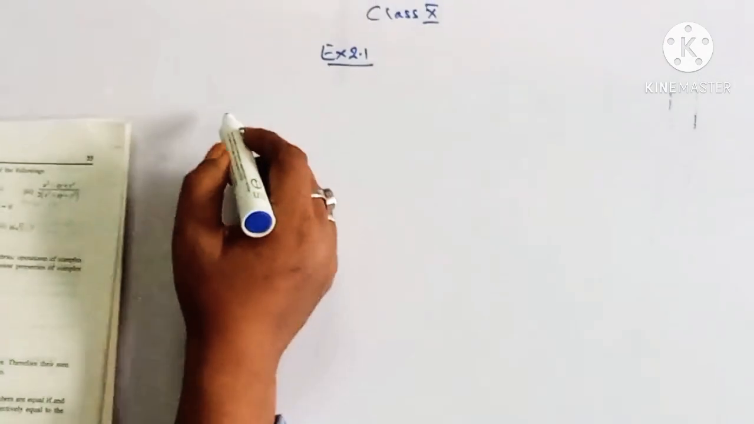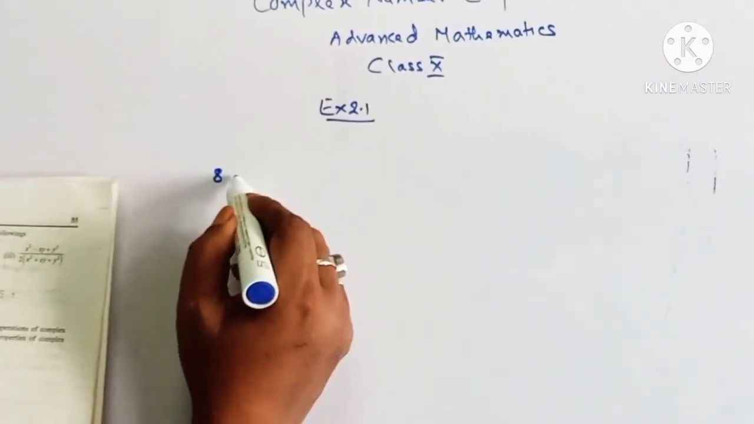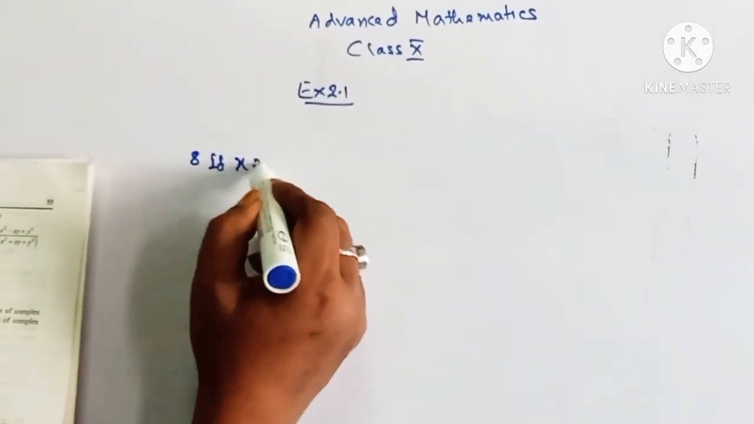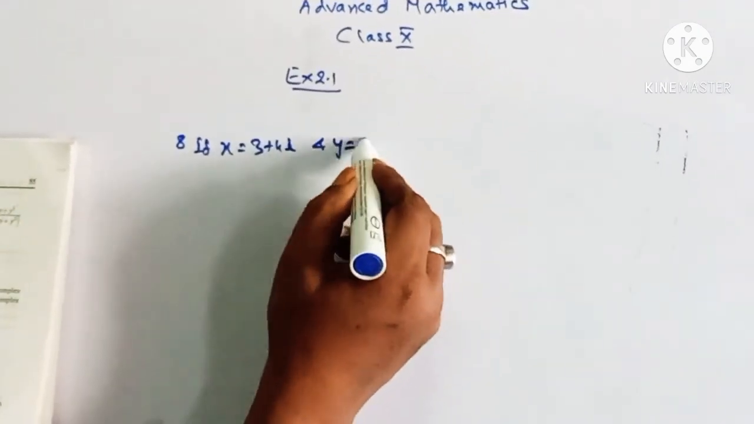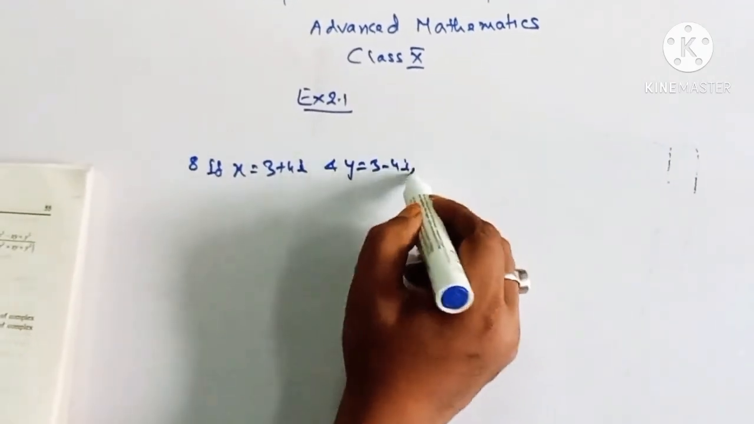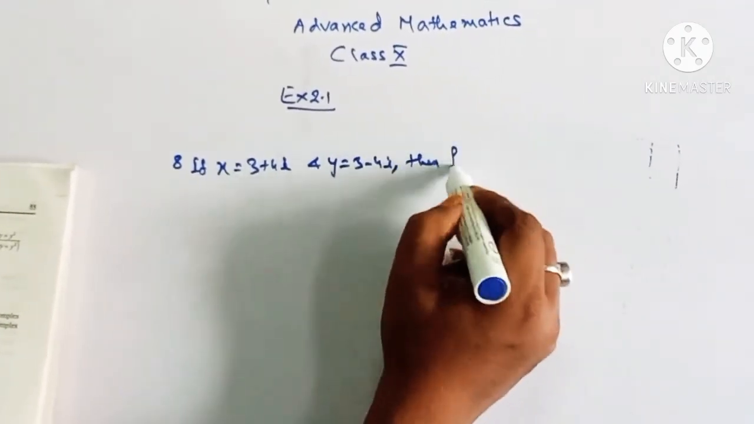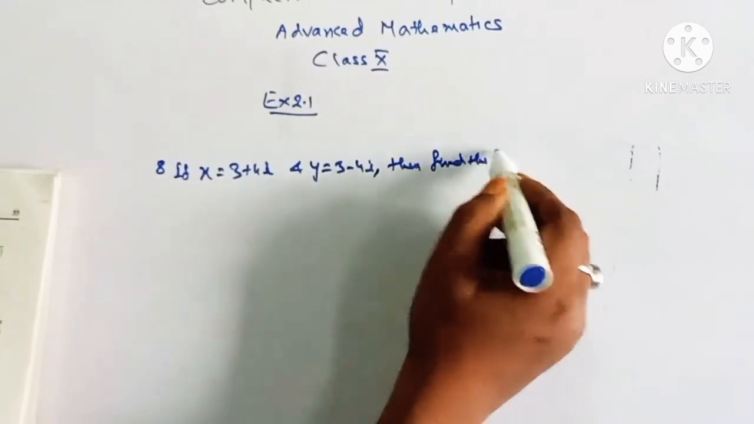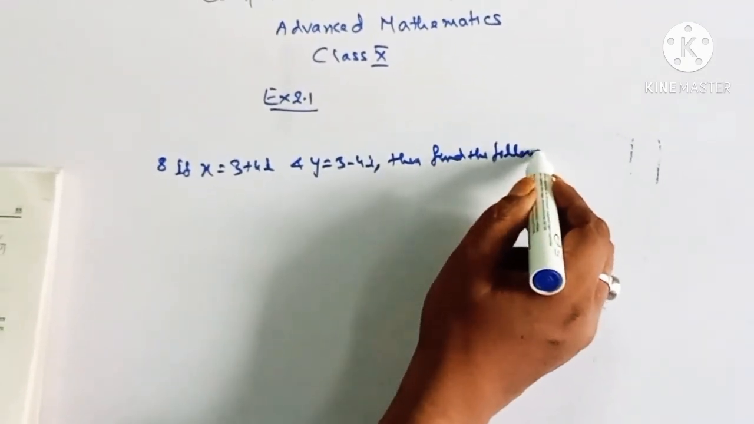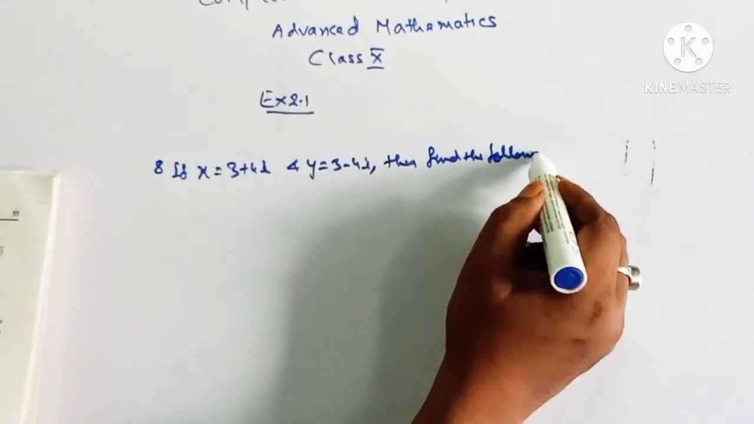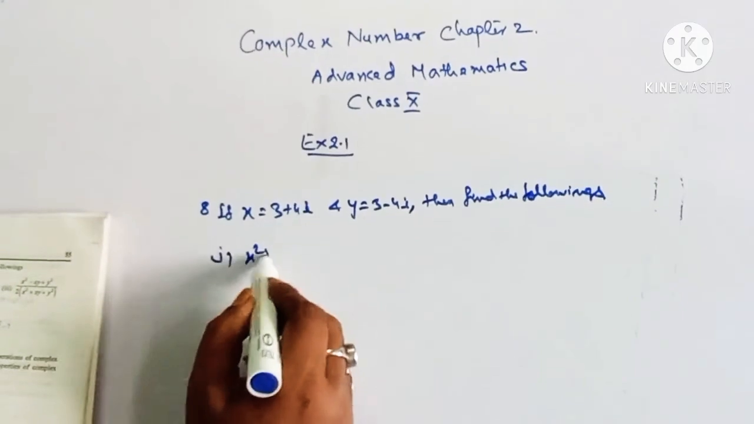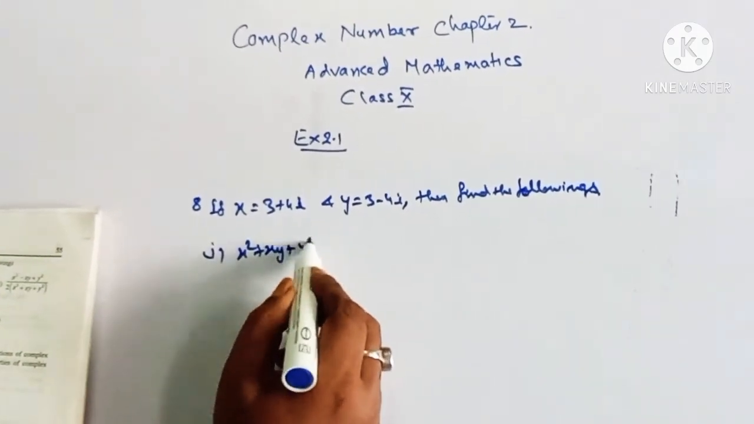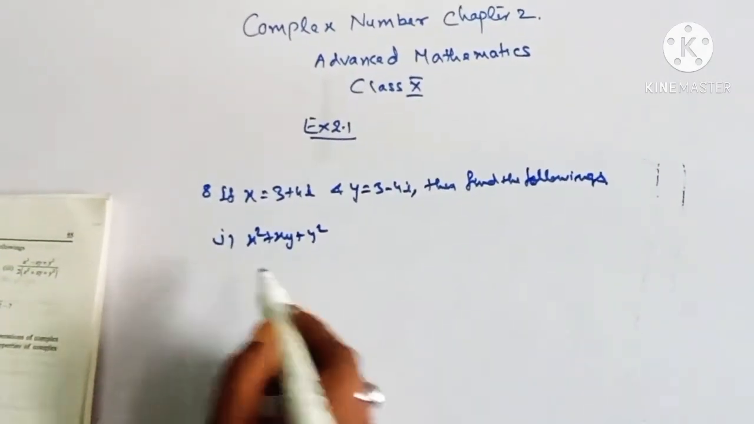That is question number 8. That is, if x is equal to 3 plus 4i and y is equal to 3 minus 4i, then find the following. So here first x square plus xy plus y square. So we have to just put the value. There is no other way.